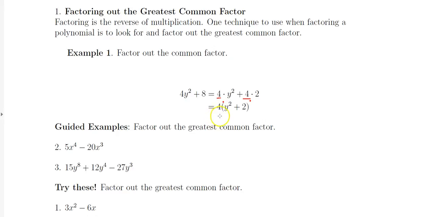And we can check this factoring by taking the 4 times y squared plus 2 to get 4y squared, and 4 times 2 is 8. So we can check our factors by doing the distributive property and multiplying back. So we see that we've correctly taken out the greatest common factor, and we're able to factor that binomial.